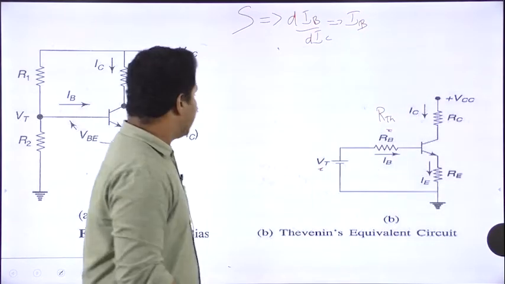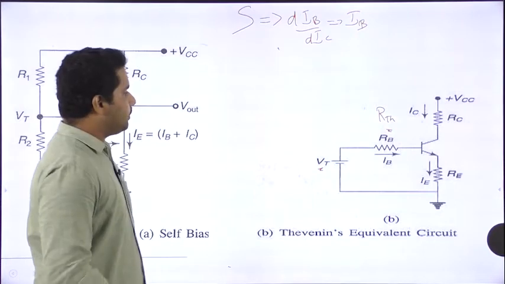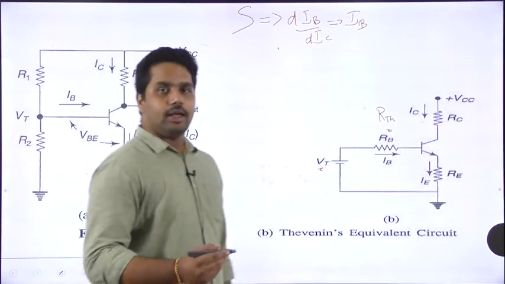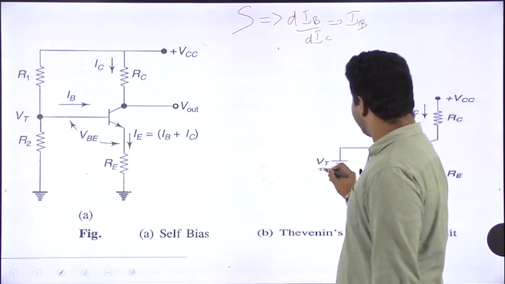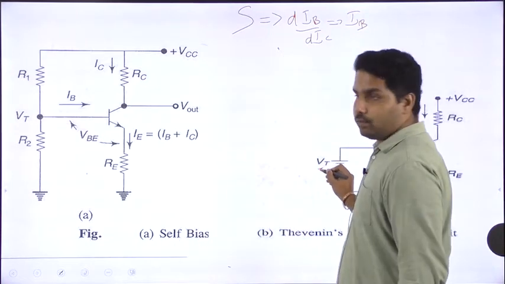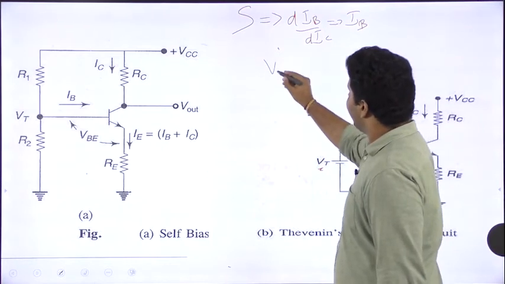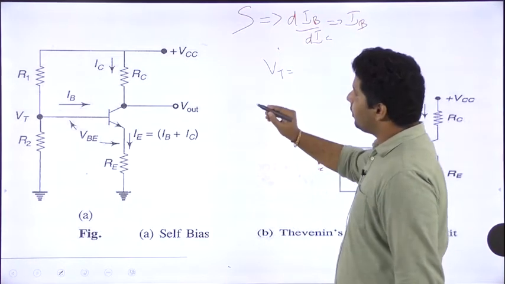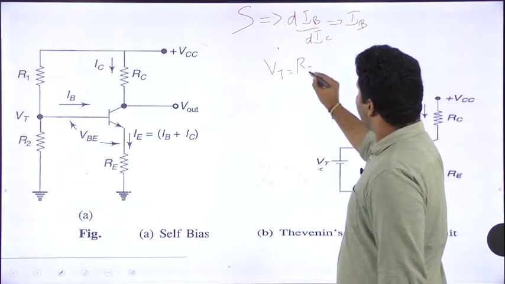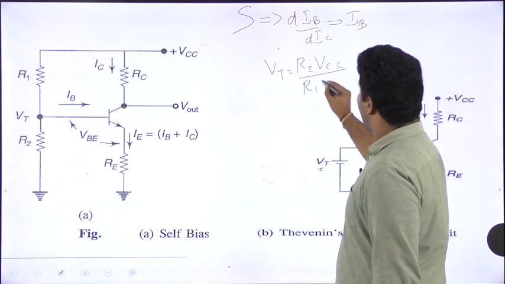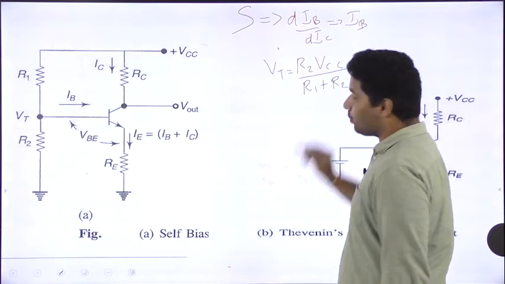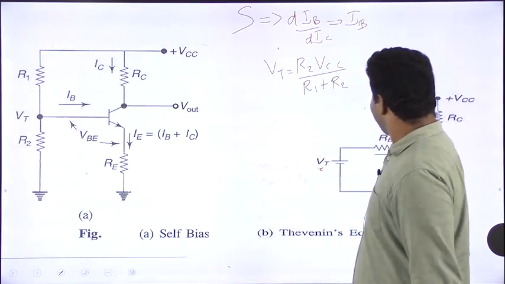Okay. So after representing it with the Thevenin equivalent circuit, we have to know what this VT value is. The VT value, or Thevenin voltage, will be equal to R2 into VCC divided by R1 plus R2. Okay, and what is the Thevenin resistance?